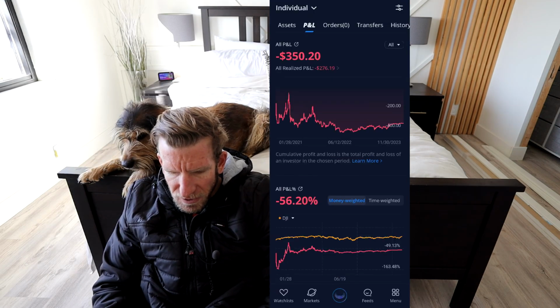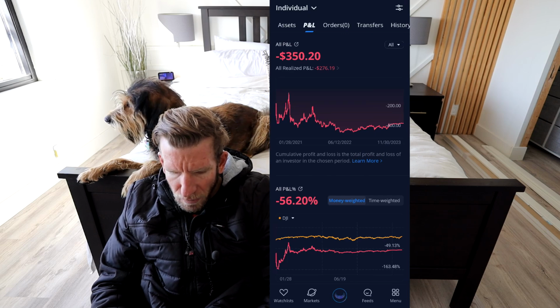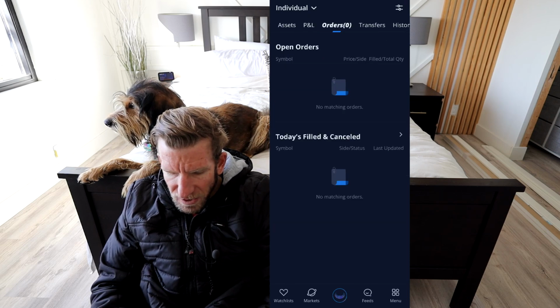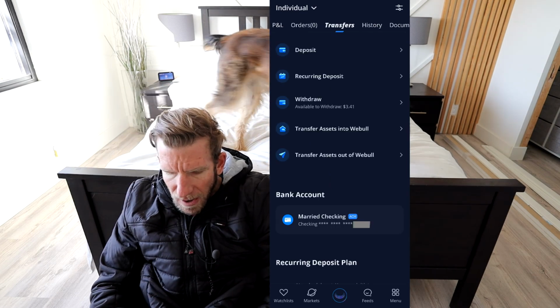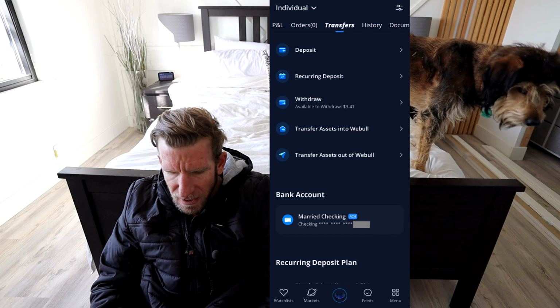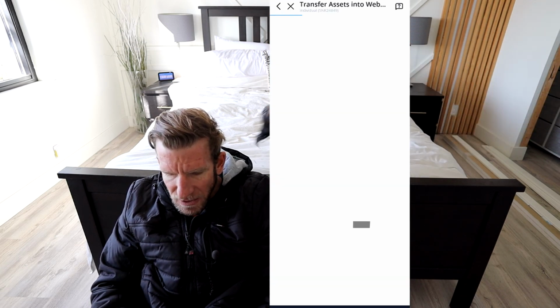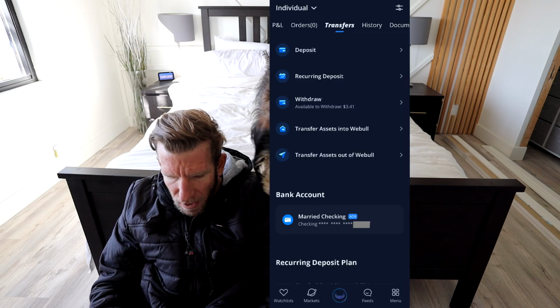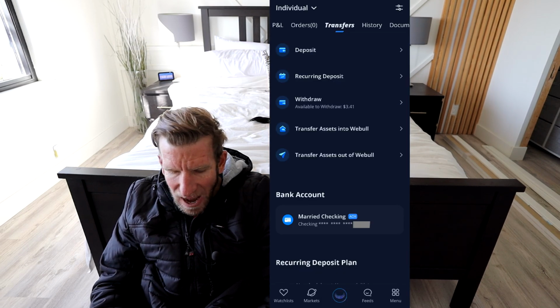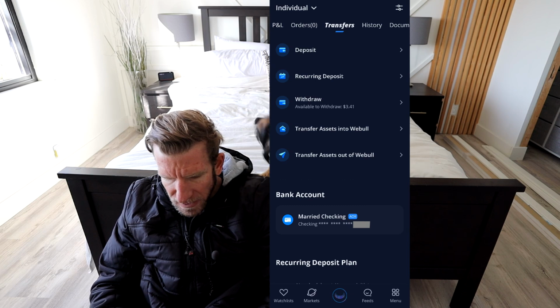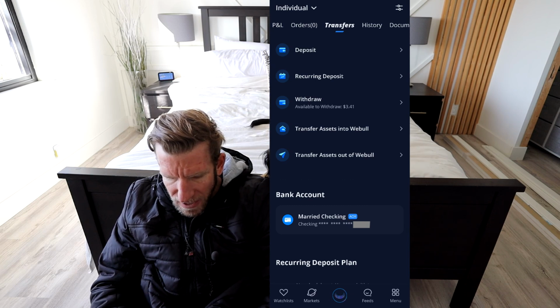Now going over to your second little tab at the top, profit and loss, that's all time. So you can look over your account. You have your open orders, today's filled, cancel orders next to that. And then you have transfers. Right here it says I have $3.41 available to withdraw. You can transfer assets into Webull. I won't get into that, but I'll let you guys do that. Transfer assets out of Webull, recurring deposits, and deposit right there. Bank account, as you can see, at the bottom of your screen.